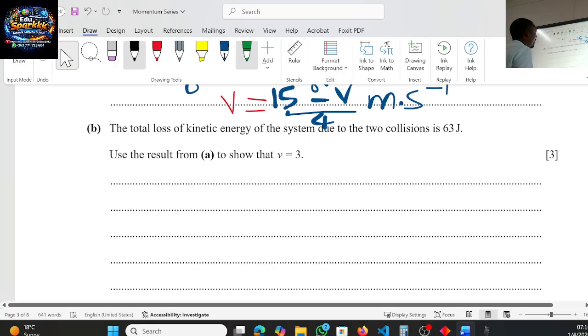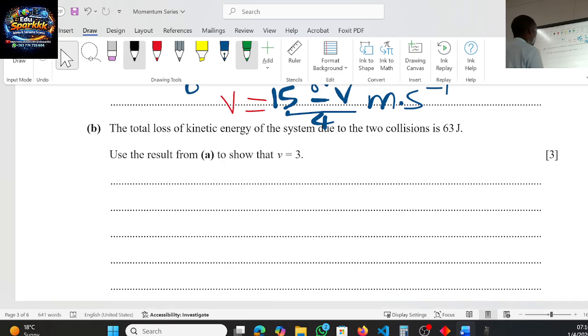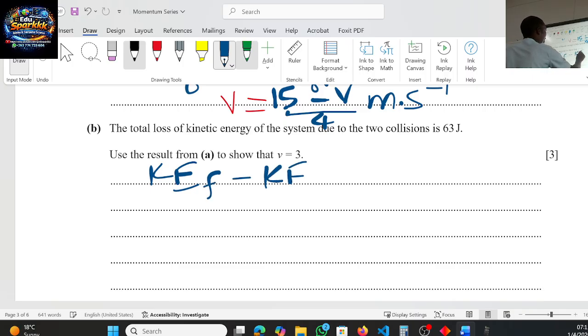Now, the total loss of kinetic energy of the system due to the two collisions is 63 joules. Now, we're interested in showing that our speed v of the system is 3. So let's have a look. When we say loss in kinetic energy, we are saying final kinetic energy minus initial kinetic energy. We are told that delta KE is negative 63.